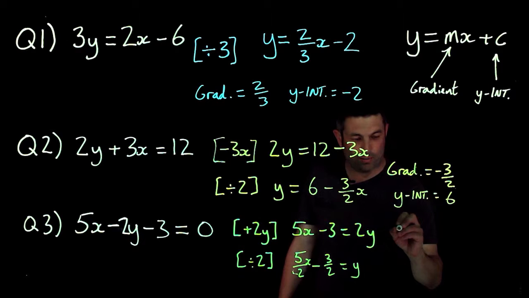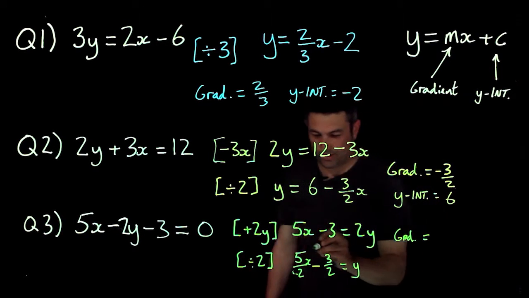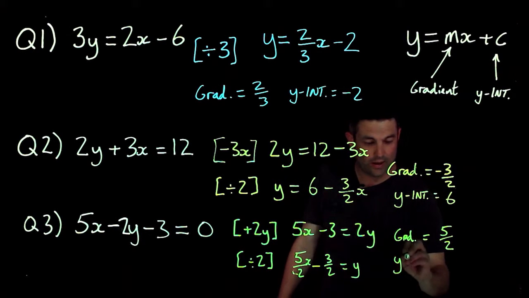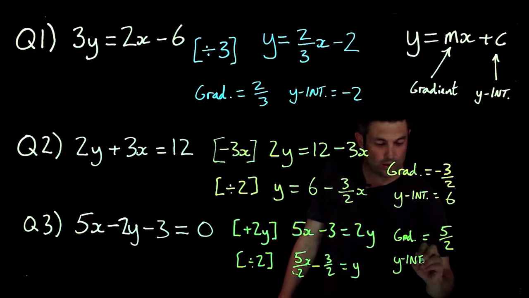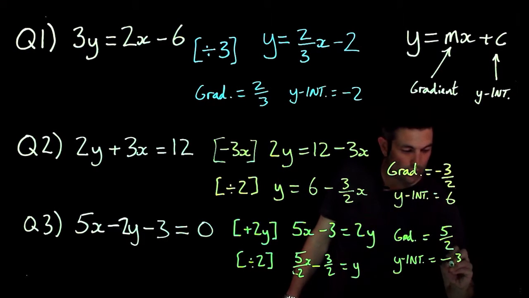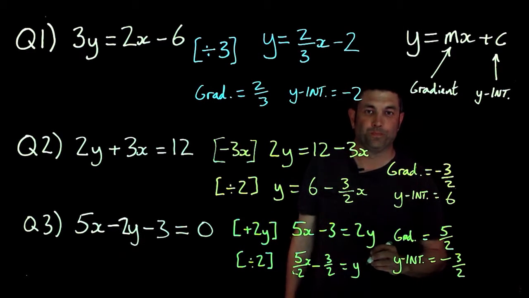So now the number next to x is 5/2 or 2.5, it doesn't really matter, and the y-intercept is the number on its own, which is negative, don't forget the negative there, 3/2 or 1.5, doesn't really matter which.